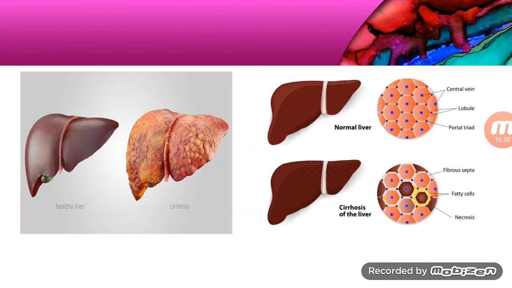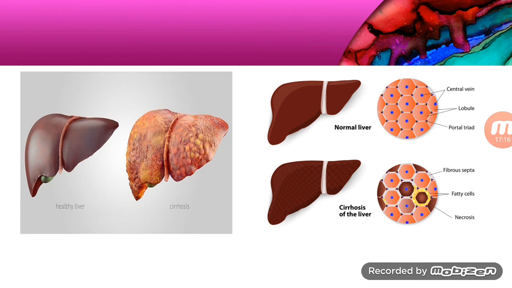As you can see in this picture, the one in the left corner is a healthy liver. Then the next one is the liver of a liver cirrhosis patient. So as you can see the difference, there is complete destruction of the liver. And then this is about the microscopic view of normal cells versus liver cirrhosis cells.